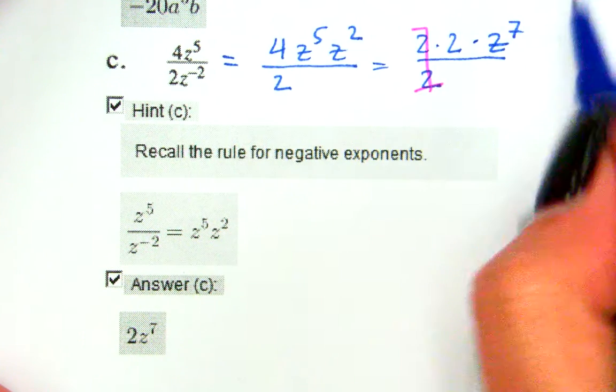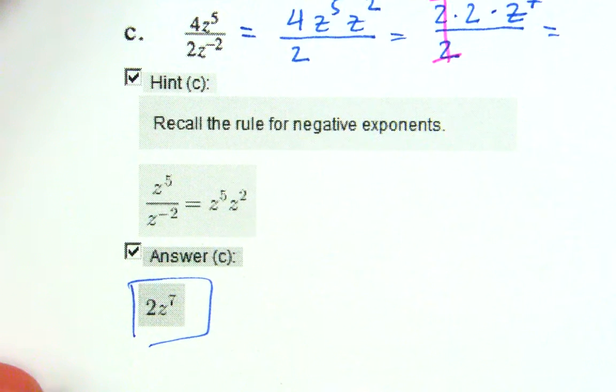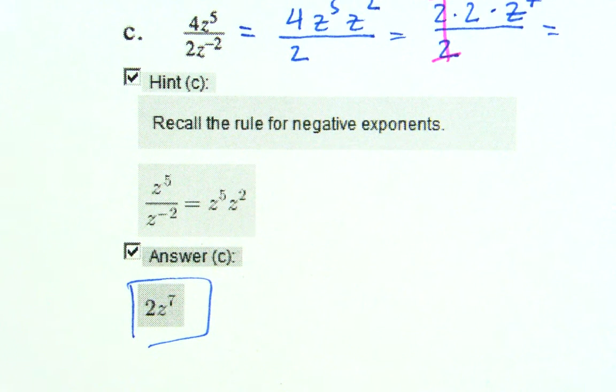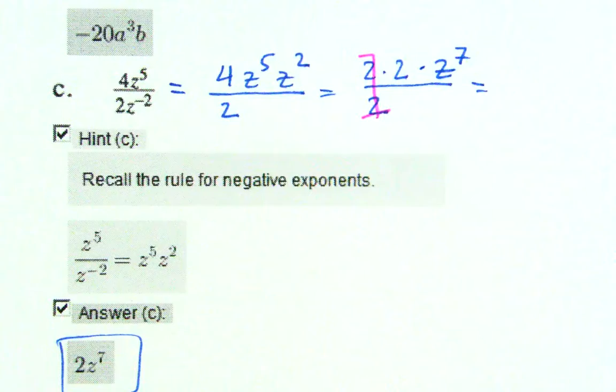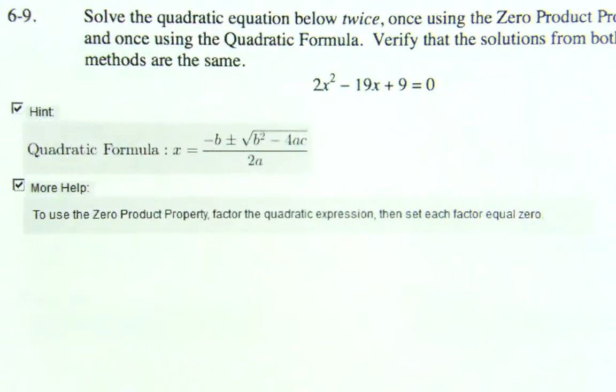And then all you have left is your answer down here: z to the 7th, or 2 times z to the 7th power. Okay. Alright, so that was number 8. So that's just a really quick refresher for you guys. Number 9 is parabolas, quadratic equations.